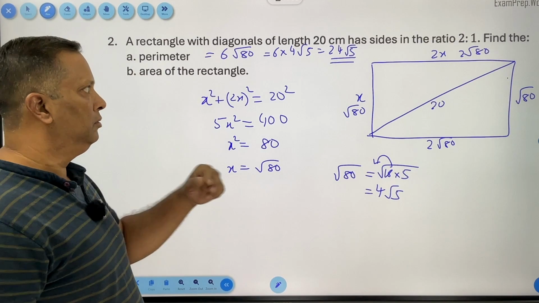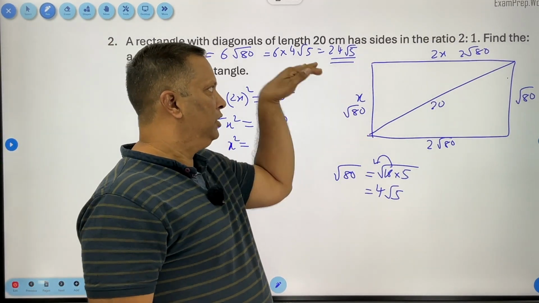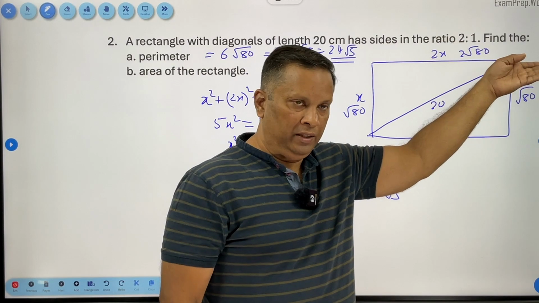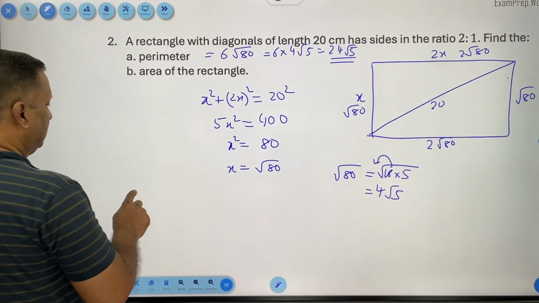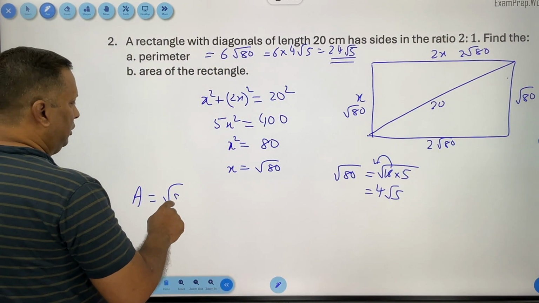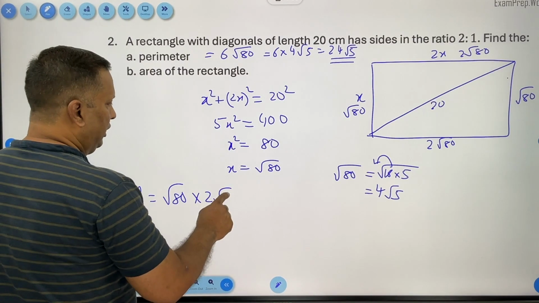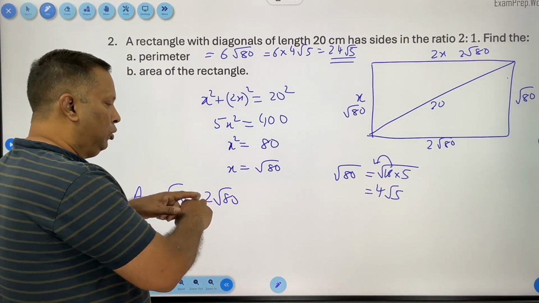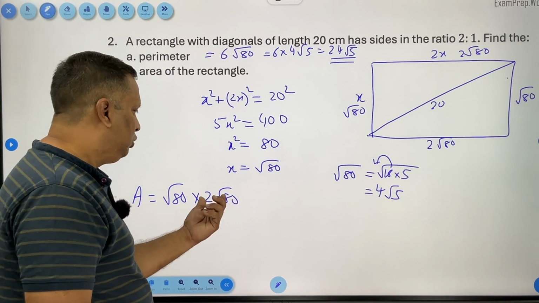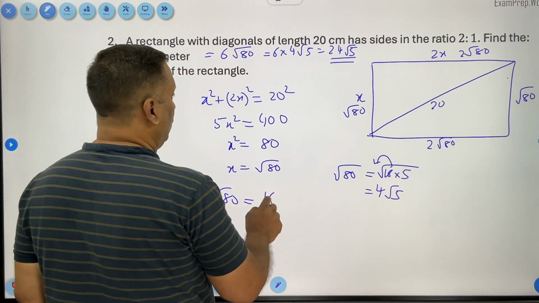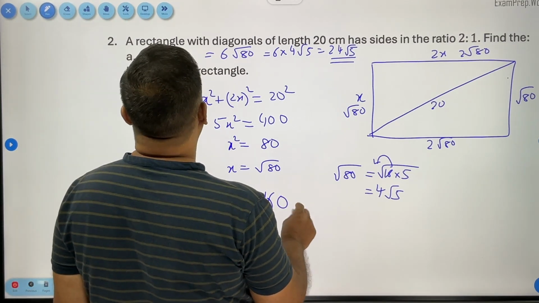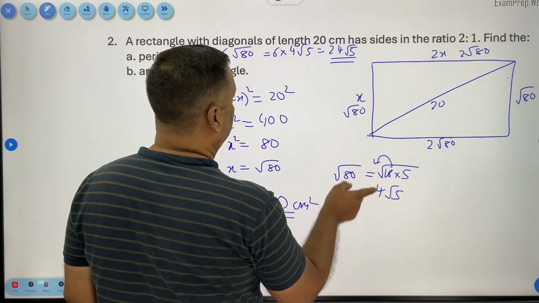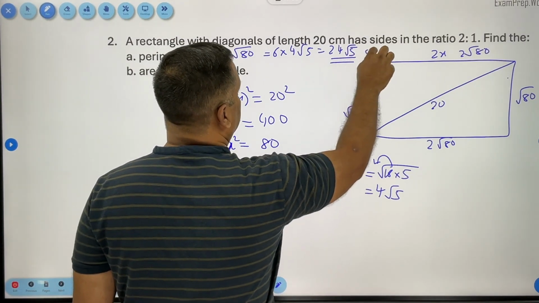Area of the rectangle, this dimension into this dimension. Root 80 times 2 root 80. Why didn't I simplify roots? Because root 80 into root 80 becomes 80, and 80 times 2 is 160 centimeter square, and here the perimeter is 24 root 5 centimeters.